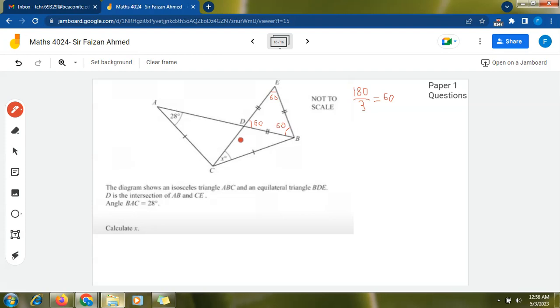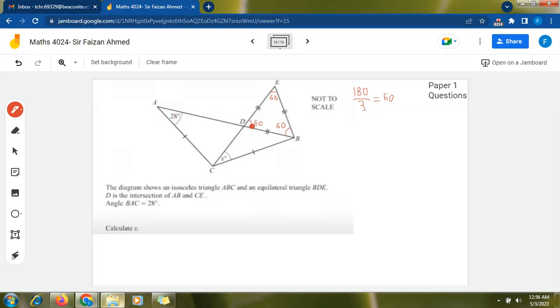In the first line, the information is: we have two triangles. ABC is an isosceles triangle, a triangle in which two sides are equal, and BDE is an equilateral triangle. An equilateral triangle is a triangle in which all the three sides and the three angles are equal. D is the intersection of AB and CE. This point D is basically the intersection of two straight lines, that is CE and AB.